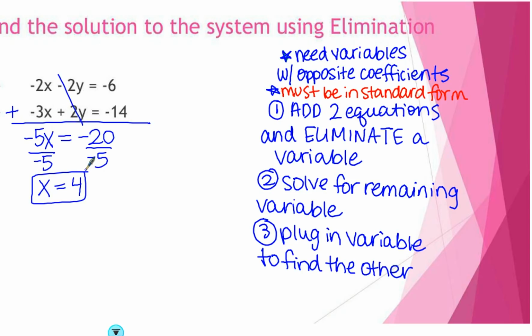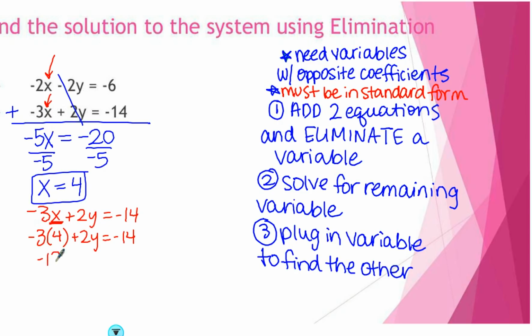Once you've figured out the answer to one of your variables, same as substitution, we take it and plug it back into one of our original equations. It doesn't matter which one you plug it into. You can plug it in here or here. Let's just say for funsies, I'm going to plug it into the second one. So I have -3x plus 2y equals -14, but now I know the value of x. It's 4.